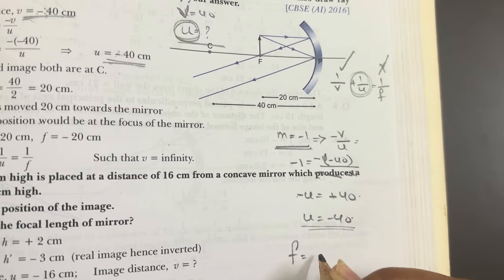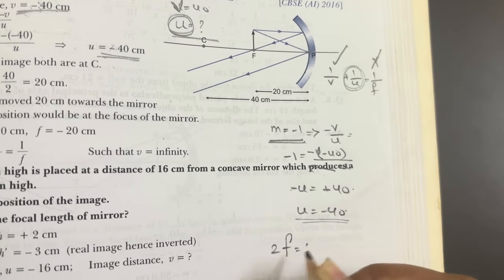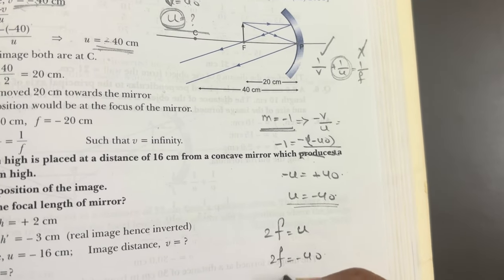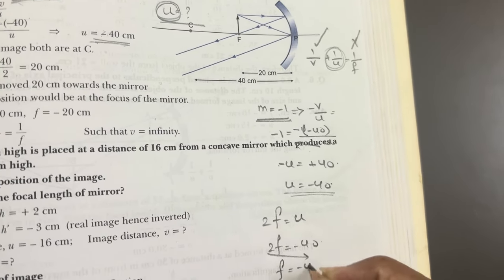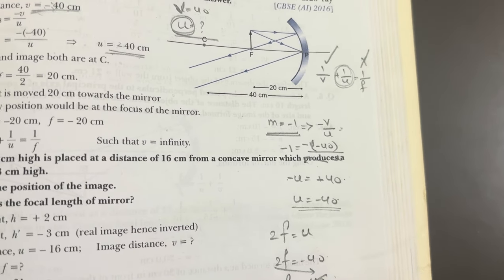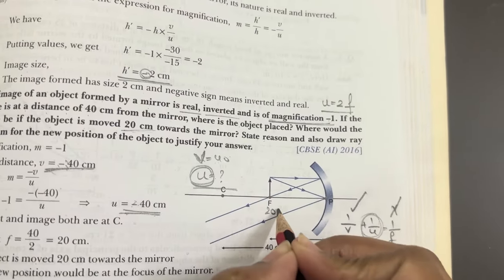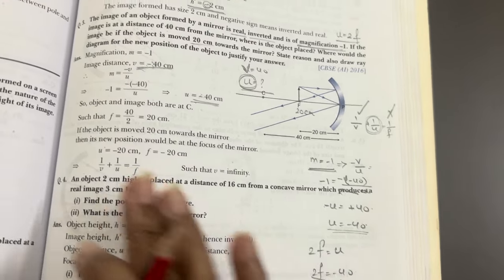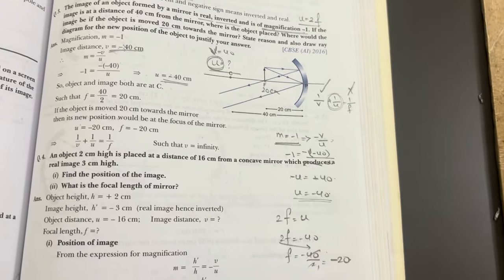What did I tell you for -1? This is going to be this. So 2 into f is equal to -40. Then f is equal to -40 by 2, that is equal to -20. That means 20 centimeters; negative means the negative sign convention we are taking. This is how you're supposed to do your questions.